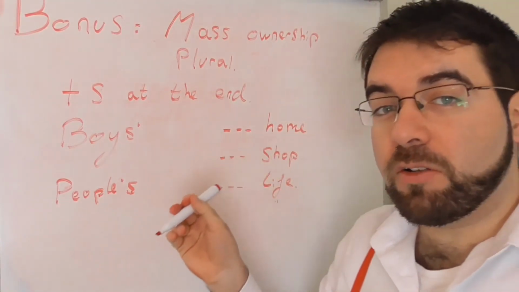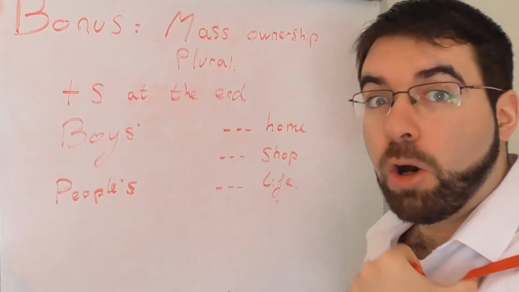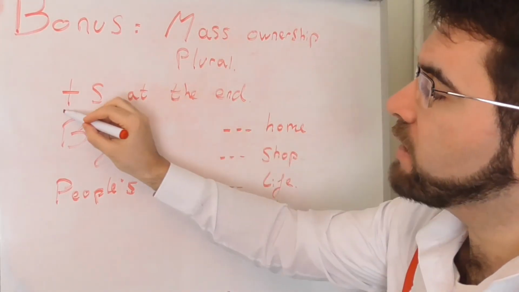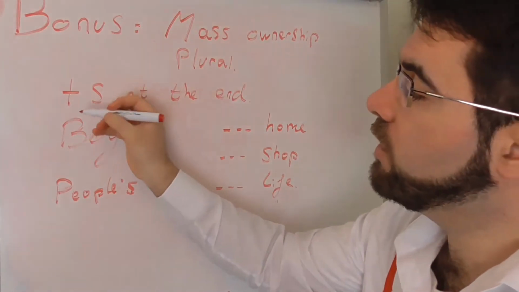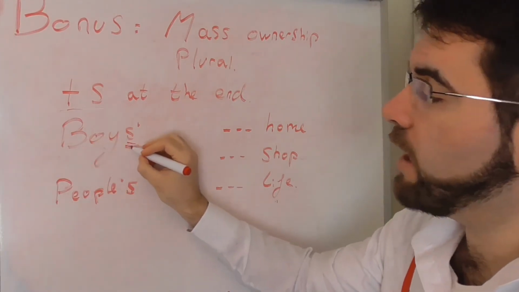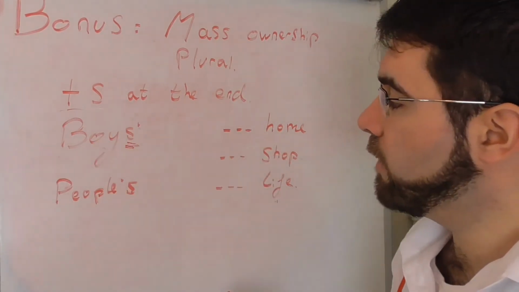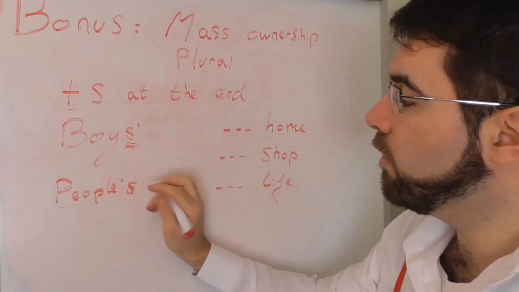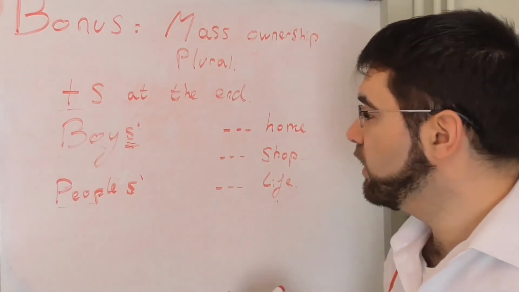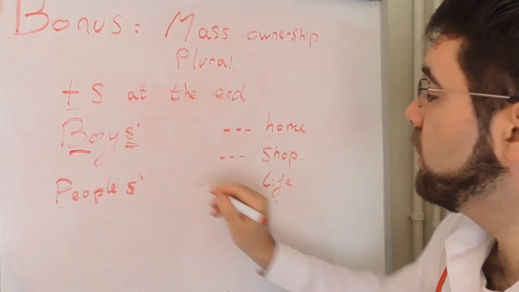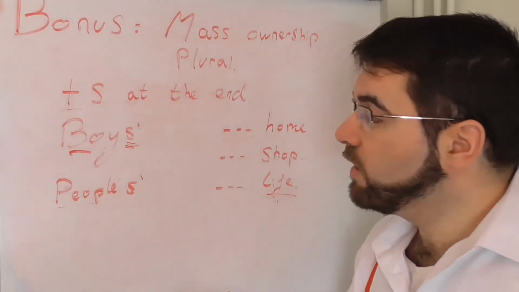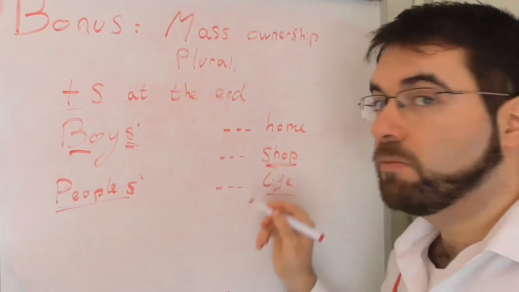What do we do when it's a plural? What do we do with mass ownership, mass possession? We simply add an apostrophe to the S at the end. So we go boy turns into boys, S apostrophe. The people, oh, the other way around. So people's. There we are. The people's thing. So we could say this is the boy's life. That's their life. The people's shop.